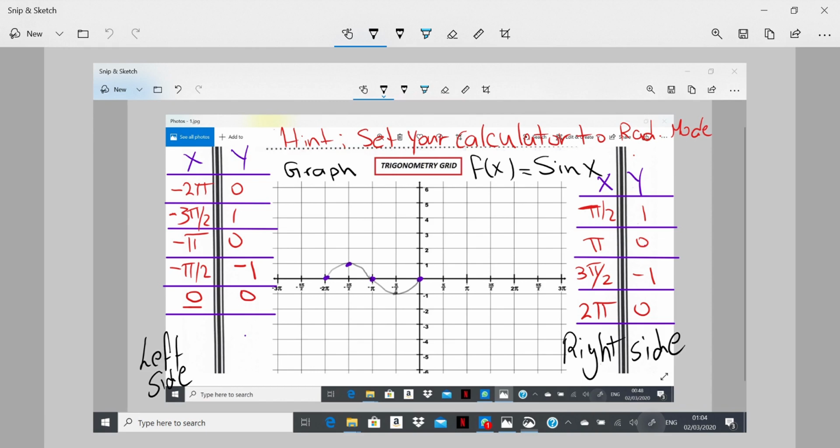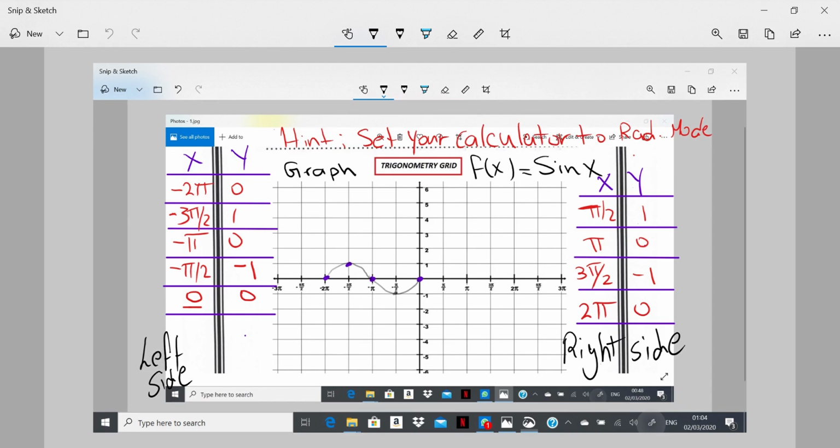First of all, you have to understand, you have to set your calculator on radians, not degrees. Radians, not degrees. Okay, I'm going to explain the first one, which is made already for you, and then we are going to the right side to do it together.